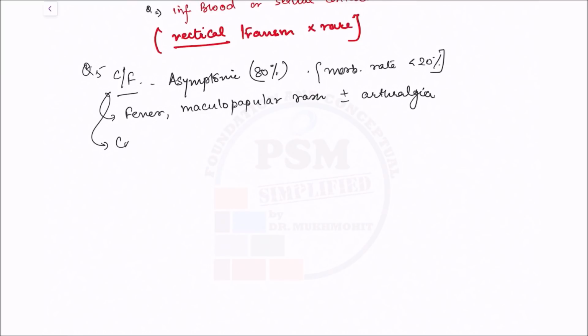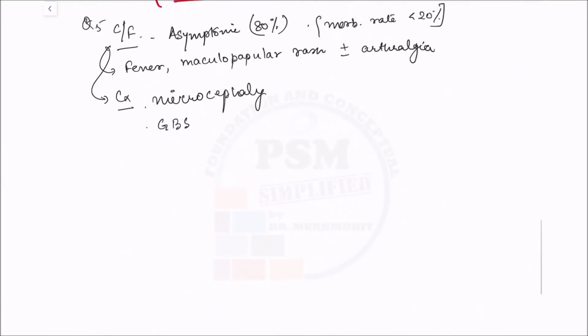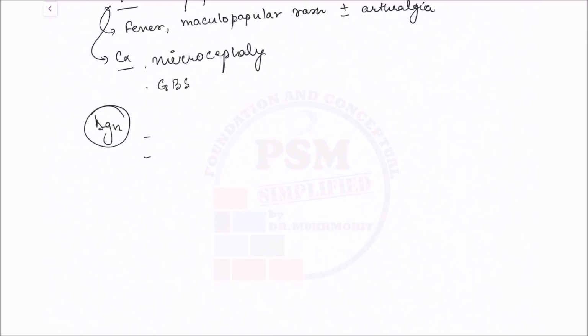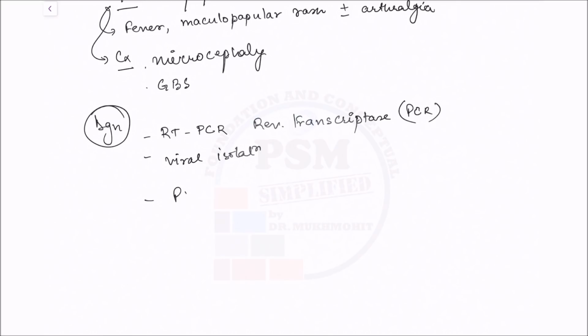There could be a few complications, especially during pregnancy. This could lead to microcephaly in newborn children, but of course that's not a very common complication. Or the patient might land up with Guillain-Barré syndrome. The diagnosis of Zika is via three mechanisms. We can have RT-PCR, that is reverse transcriptase polymerase chain reaction. And it could also be by direct viral isolation or the PRNT technique.